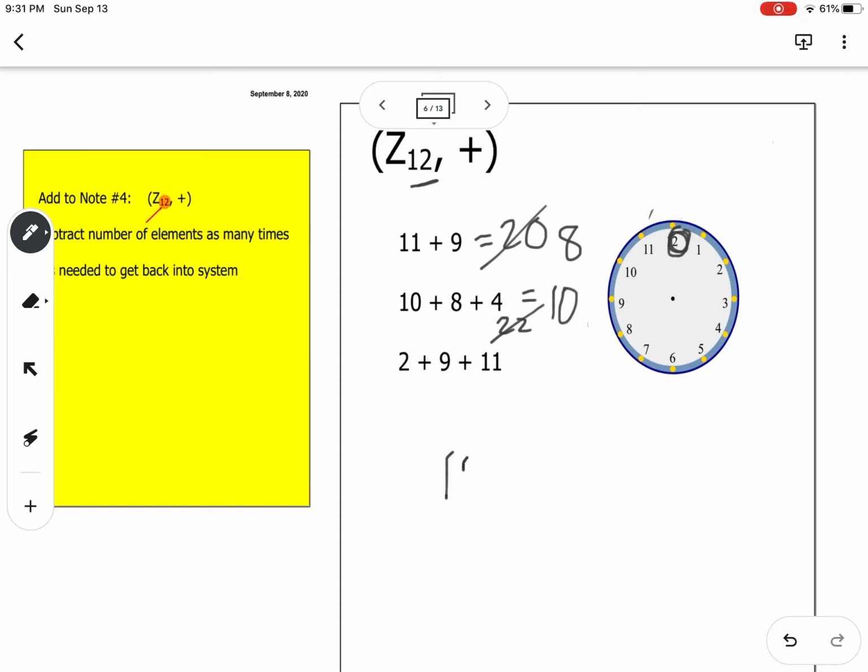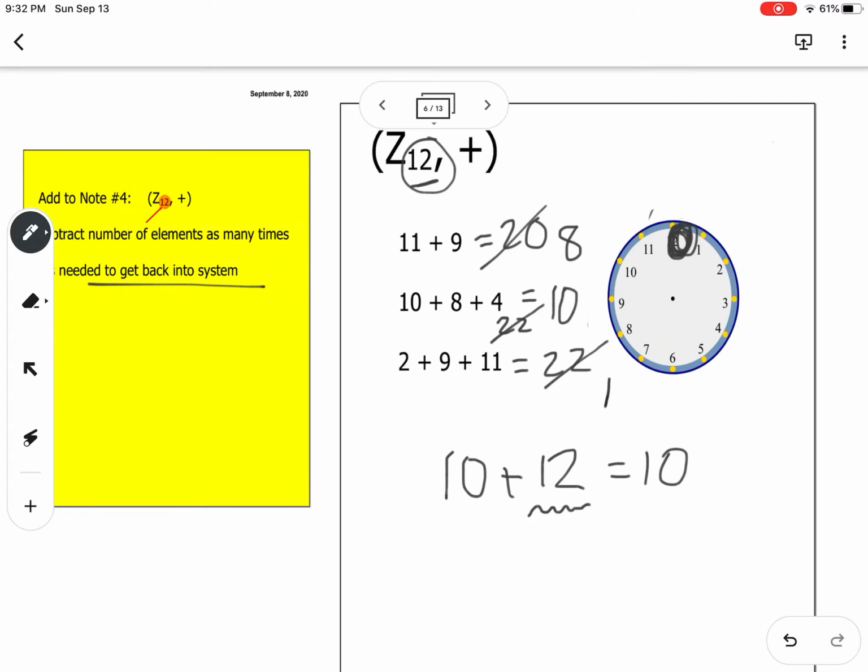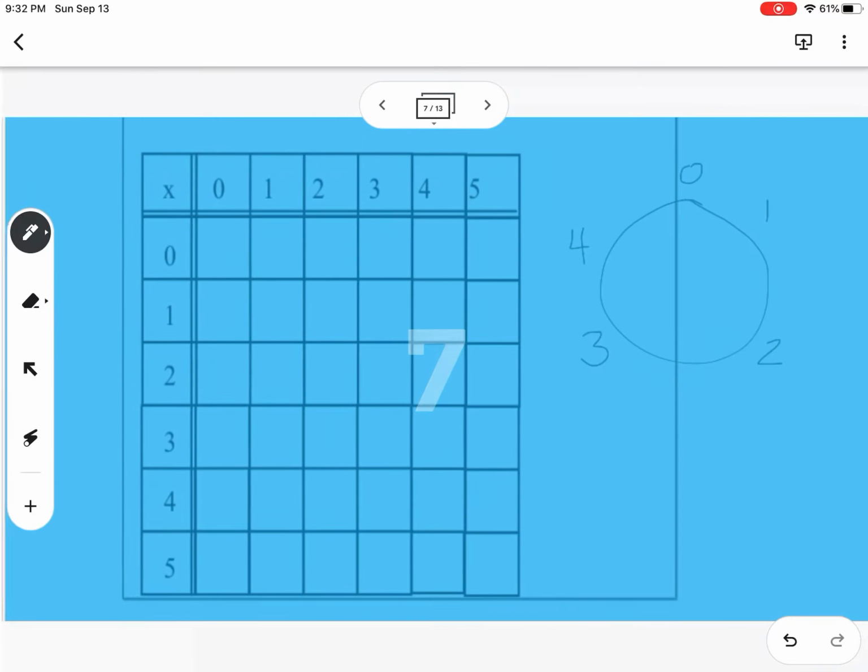There's another reason why I could have known that 10 plus 12 was going to equal 10. 12 behaves like 0. Now let's look at 2 plus 9 plus 11. So I would again get 2 plus 9 is 11. I'd get 22, and so when I subtract this enough times so I get back into the system, I would again get 10. Great, so that's our trick.